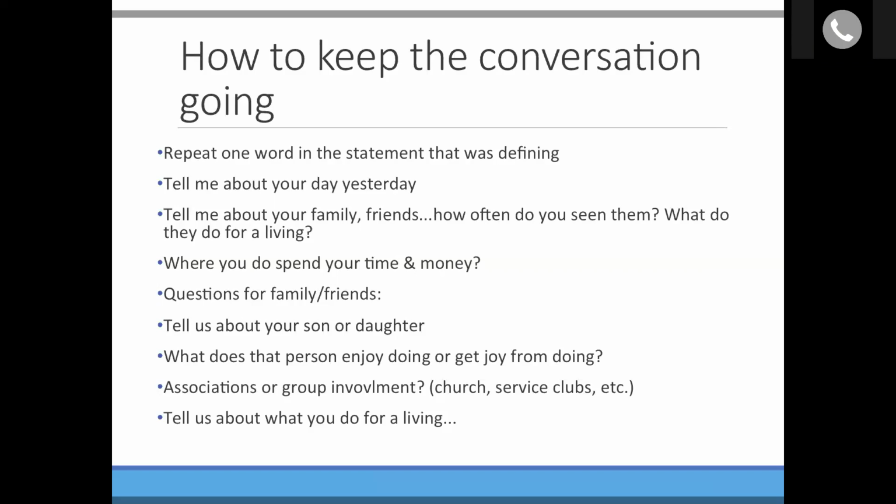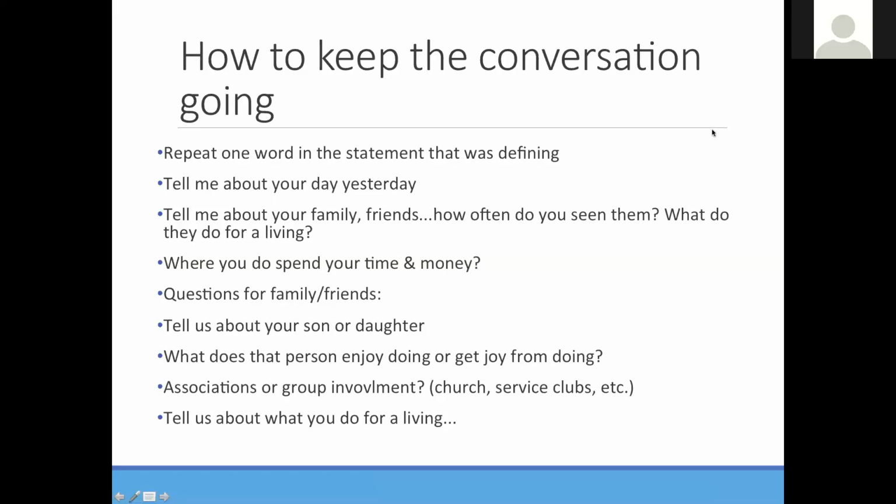And then questions for their friends and family. Tell us about your son or daughter. What does that person enjoy doing or get joy from doing? Are they in any associations, group involvement? Do they participate in their church, their service clubs? Tell us what they do for a living. And so we want to follow up with individuals in the home visit and their friends and family, maybe they couldn't be at the home visit, and have those conversations as well.